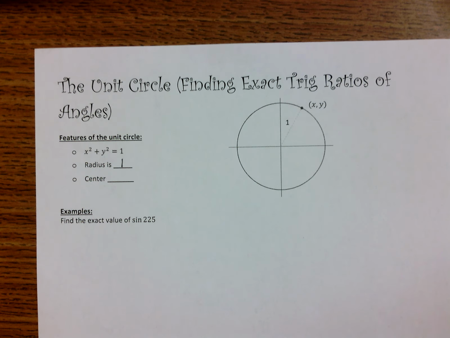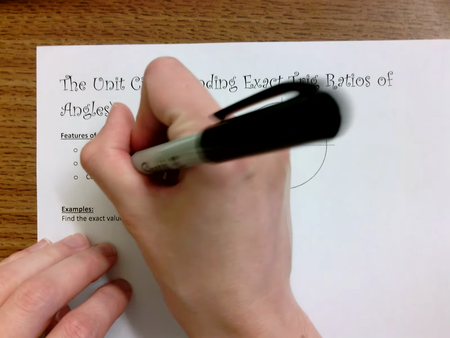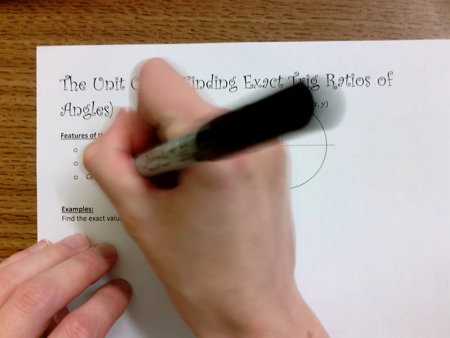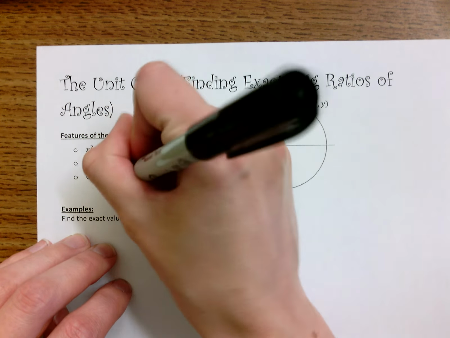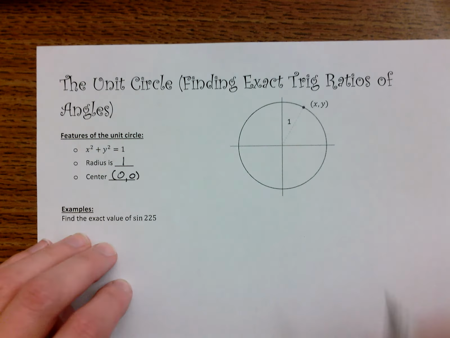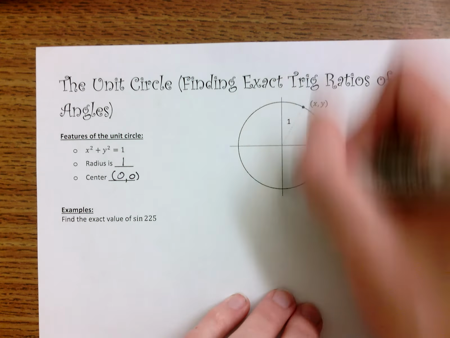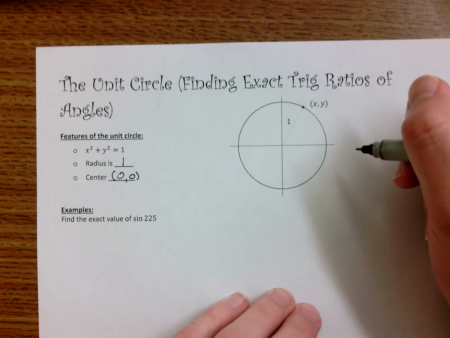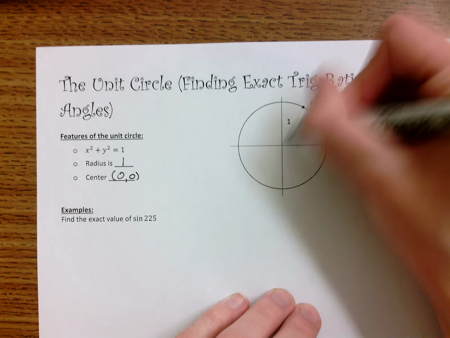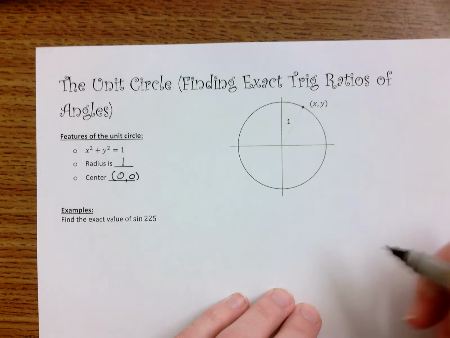All right, so the radius of the circle is 1, and the center of the circle is at the point (0, 0) on the coordinate plane. You can see here I've drawn a circle. Here's your x and y axis. The radius of the circle is 1, so that dashed line there, that's 1.